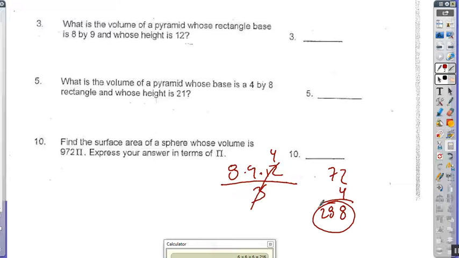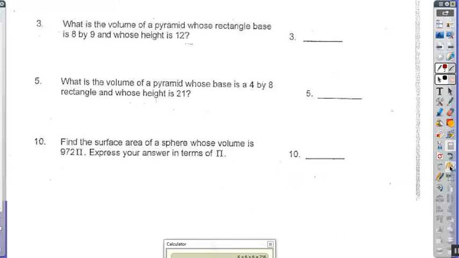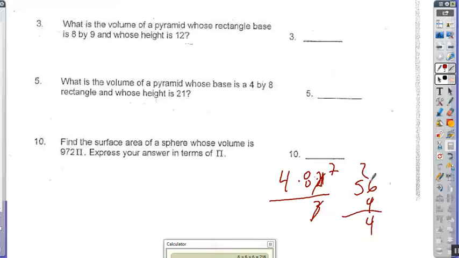Isn't that convenient? Number 9. What is the volume of a pyramid whose base is 4 by 8? Same problem. So we get 4 times 8 times 21 divided by 3. So that's 7. So I get 8 times 7 is 56, times 4. So we get 224.